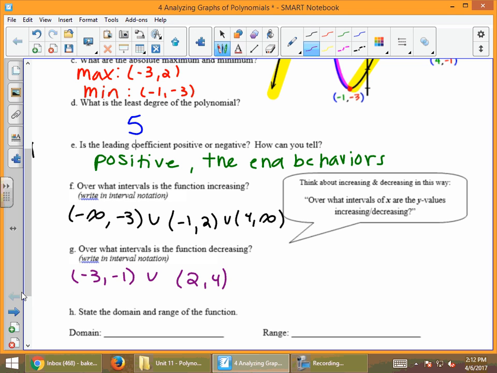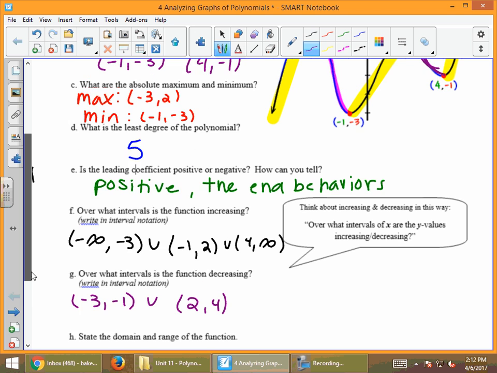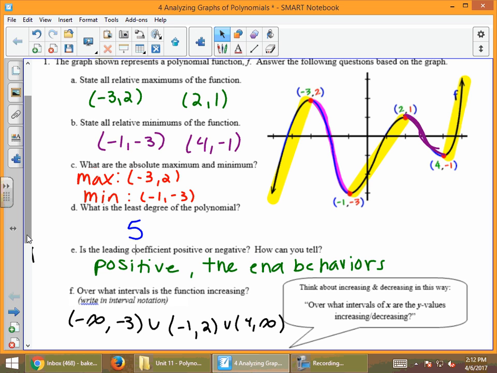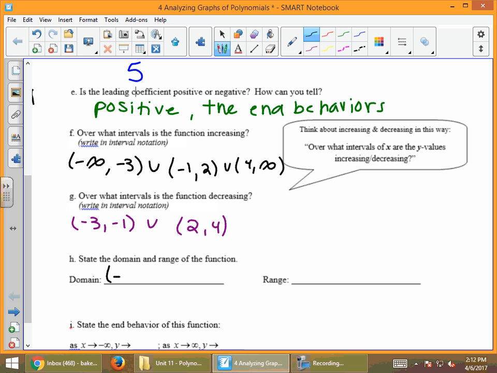Here we're going to state the domain and range of the functions for any of these polynomial functions. If there's arrows at the end, or just assume there's arrows at the end, it's always going to be what for the domain? Yeah, negative infinity to positive infinity. Always going to be that for the domain with these polynomial functions. The range is what's going to be different.